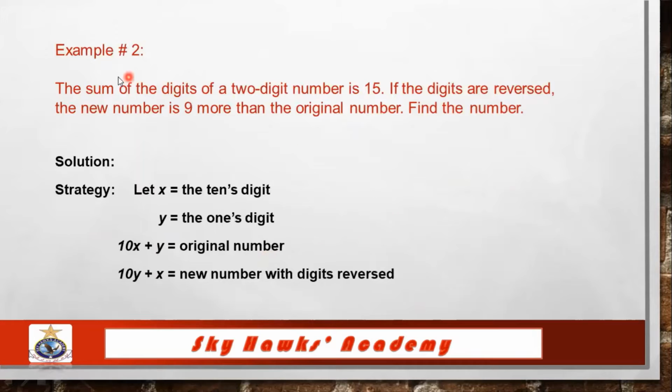Now let's see this one. Just read this statement. Let's see what idea you have about the solution. The sum of the digits of a two-digit number is 15. If the digits are reversed, the new number is 9 more than the original number. Find the number. Now, how will you attempt this? Although the solution is in front of you, let's see what the difference is between example number one and now two.